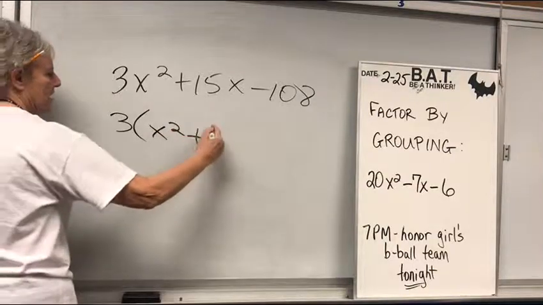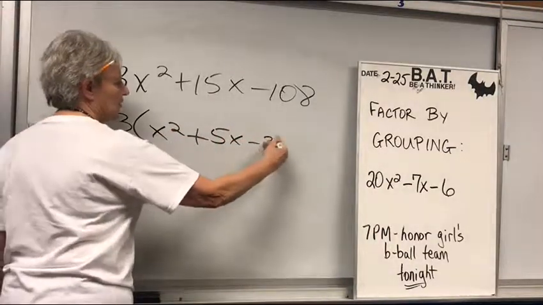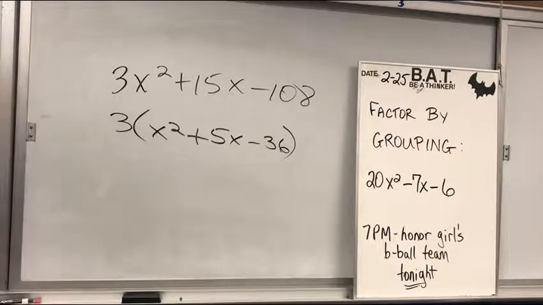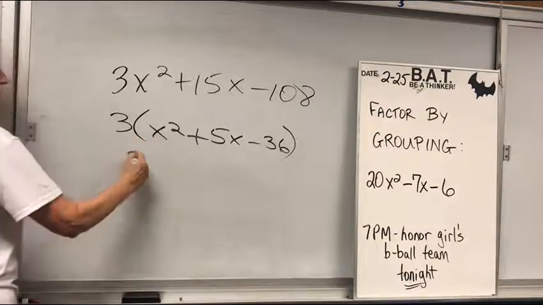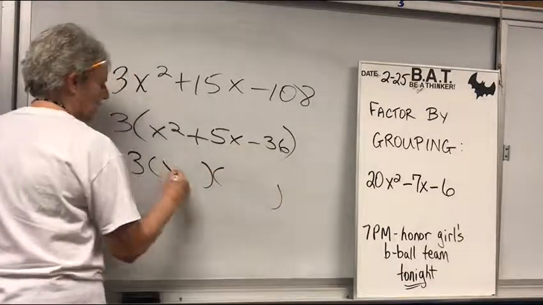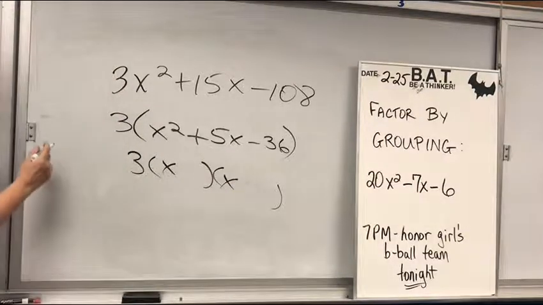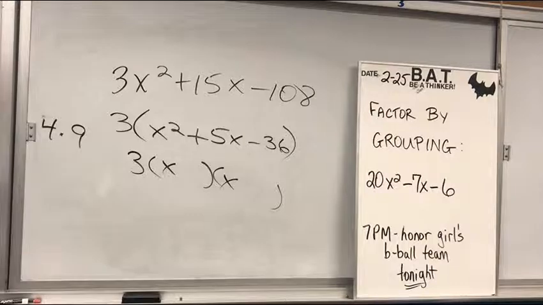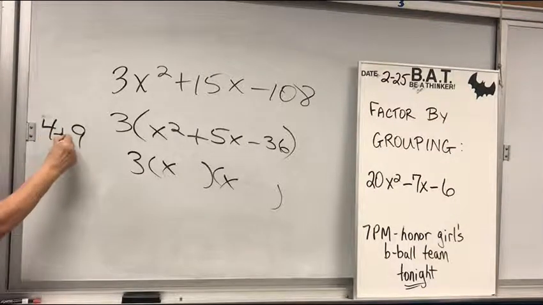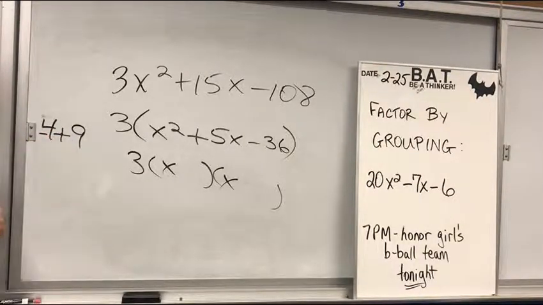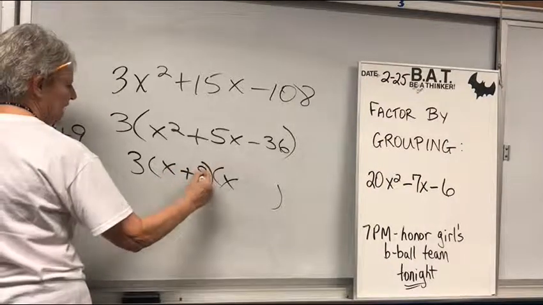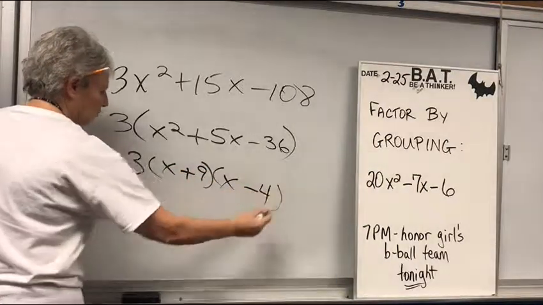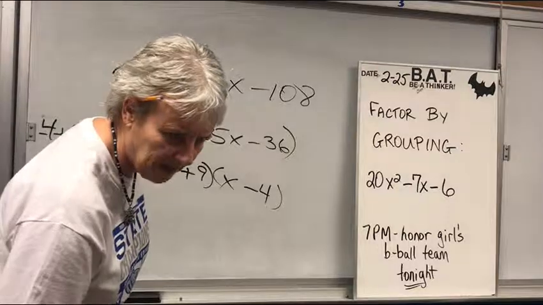X squared plus 5x minus 36. Now, I have a 1 in front of x squared, so I can use the shortcut. Factors of 36 that give me 5: positive 9, negative 4. Or negative 4, positive 9.